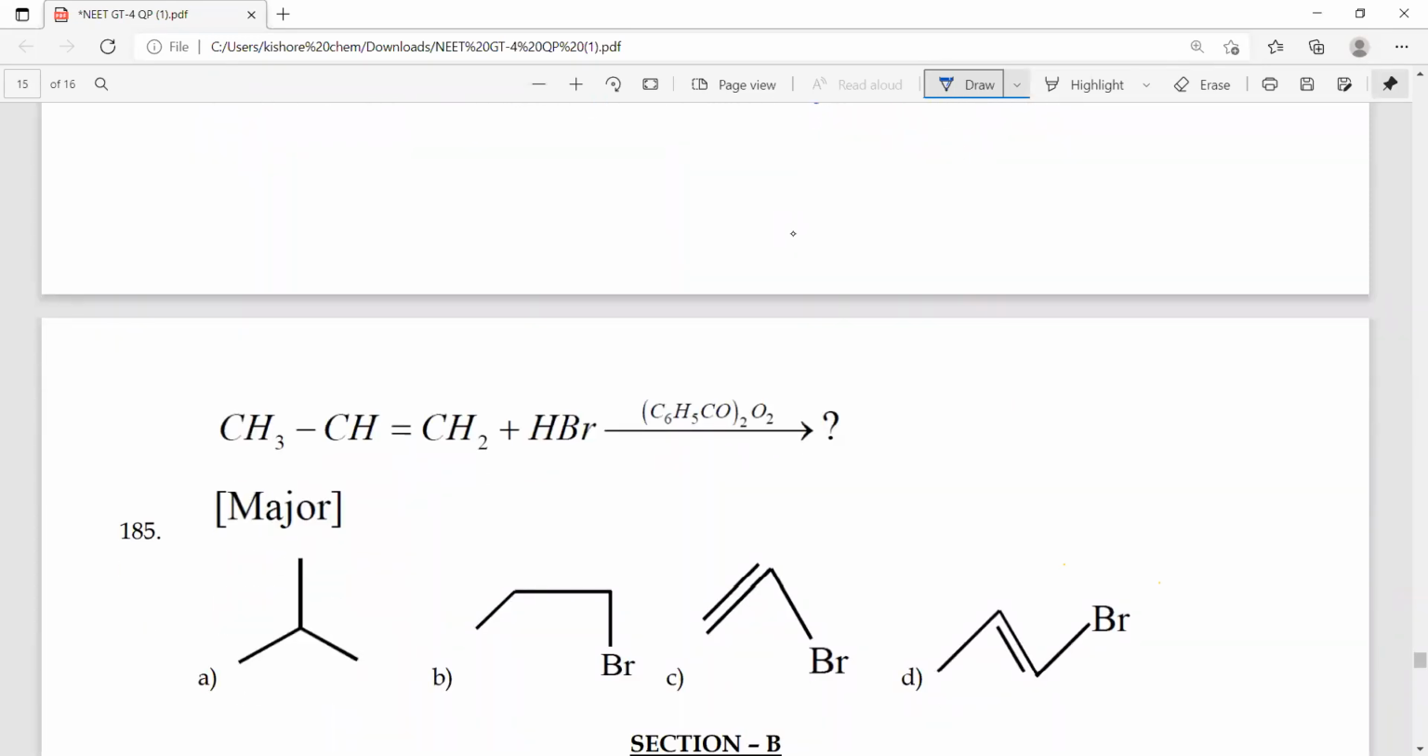Question number 185. Anti-Markovnikov rule. Here we are using the peroxide. Anti-Markovnikov rule.